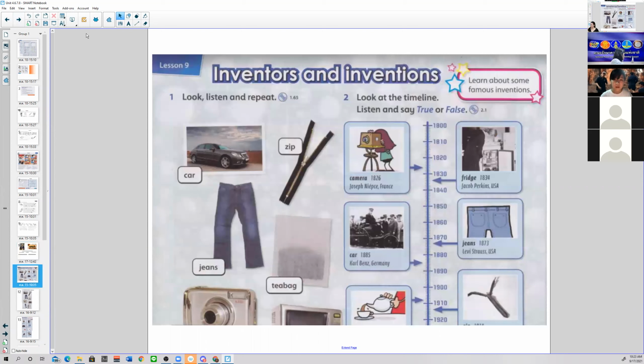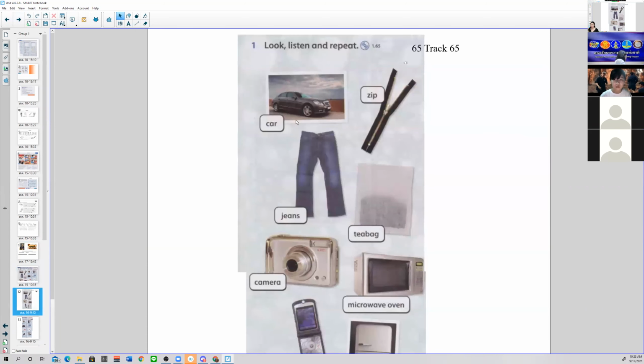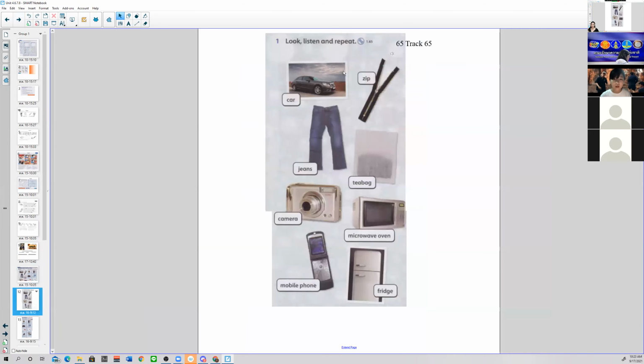Now on this page, I'd like to take a look at the activity 1 first. They say, look, listen, and repeat. So everyone, please look, listen, and repeat. Listening 1.65. Look, listen, and repeat.